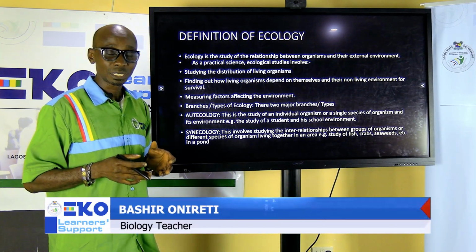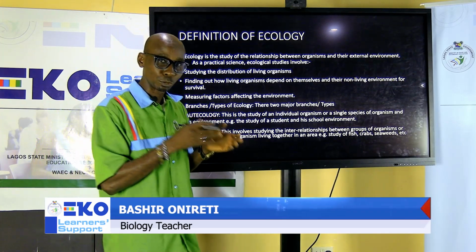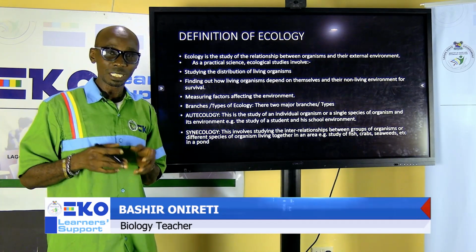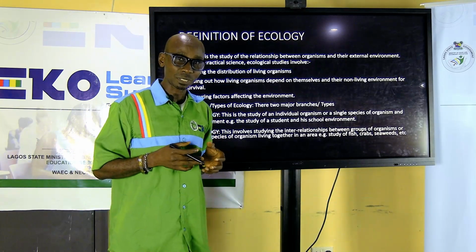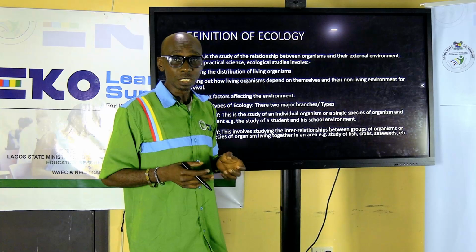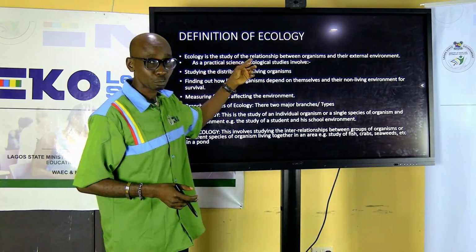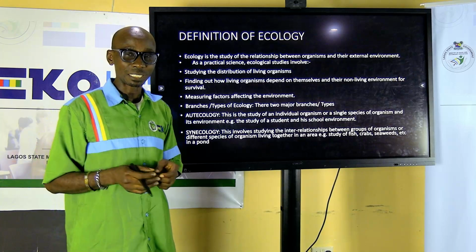In our environment, when we wake up in the morning, some of us will urinate on the road. We are relating with our environment. The rats in our houses relate with us by eating part of our food. And we, in return, want to kill the rat. That is relationship. So, relationship between organism and its environment.